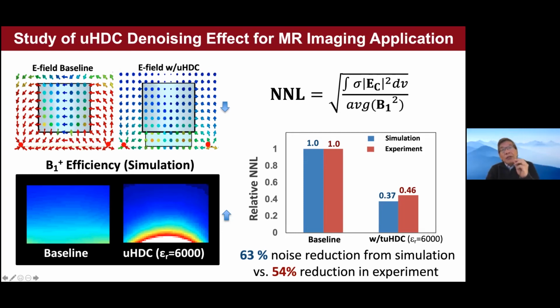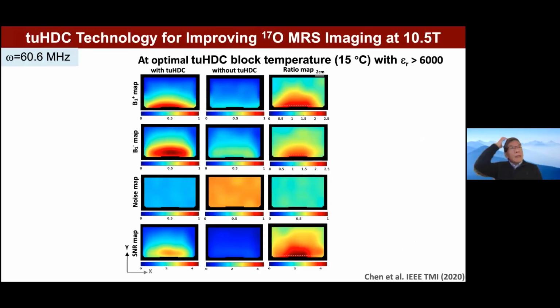So now we understood why we observe the denoising effect, which improves the signal to noise ratio. This summarizes some imaging results. The middle one is a control without this technology, and compare the left column with technology.